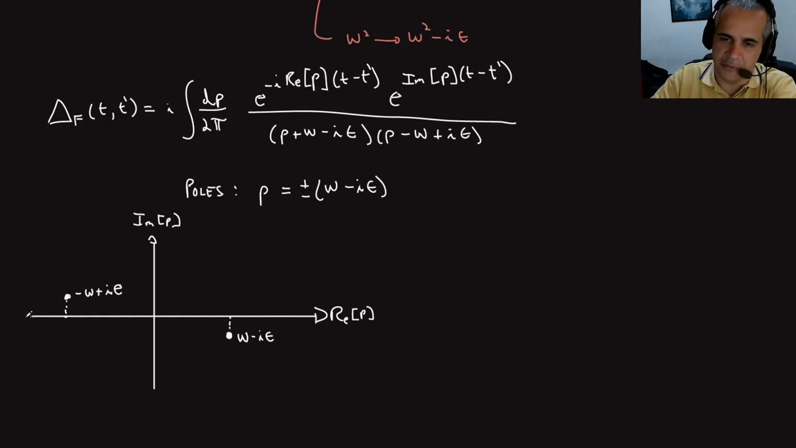Of course, I have to close this path to do the integral by residues, right? And I have to decide if I close over the top or if I close on the bottom. Also, I need to choose the direction here. Right? And what determines the proper way of closing this integral is this part.